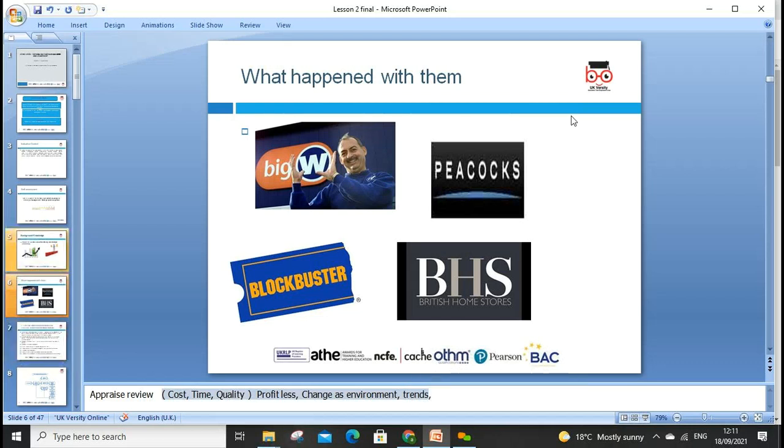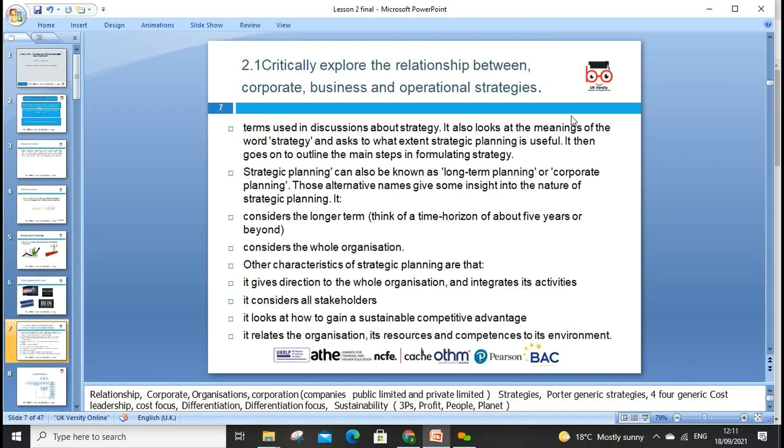So we need to appraise companies, always, in time, cost, and quality, how they are, because ultimately in the long run it's effective. So we have 2.1: critically explore the relationship between the corporate, business, and operational strategy. So it's a huge relationship. The term used, the discussion about strategy, is to look at the meaning of the word strategy, and to what extent strategic planning is useful.